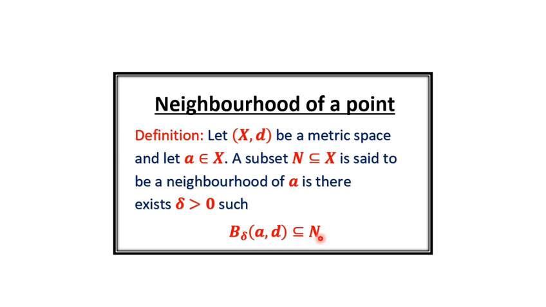Remember, let me just make this very clear. When we talk about a neighborhood of a point, the neighborhood can be open or closed, but that's not very important for now. All we want to say is that if a set is a neighborhood of a point, then it means that there is an open ball centered around that point that is totally contained within our set.